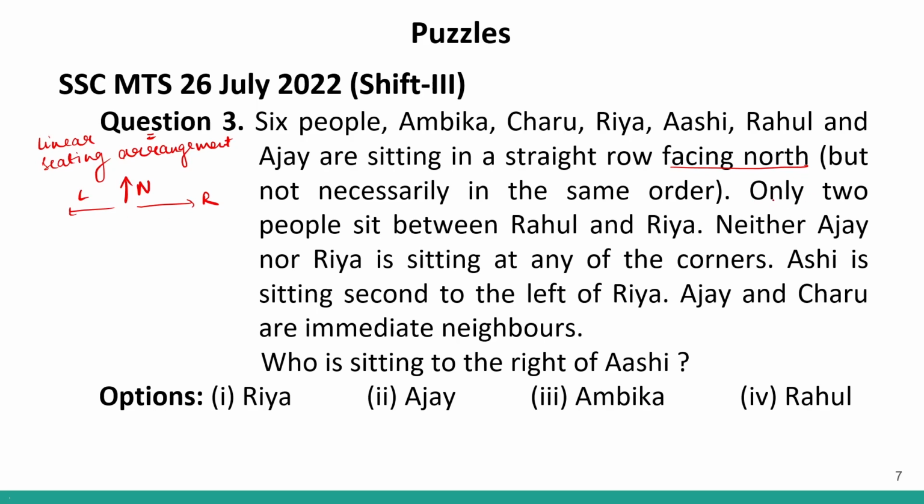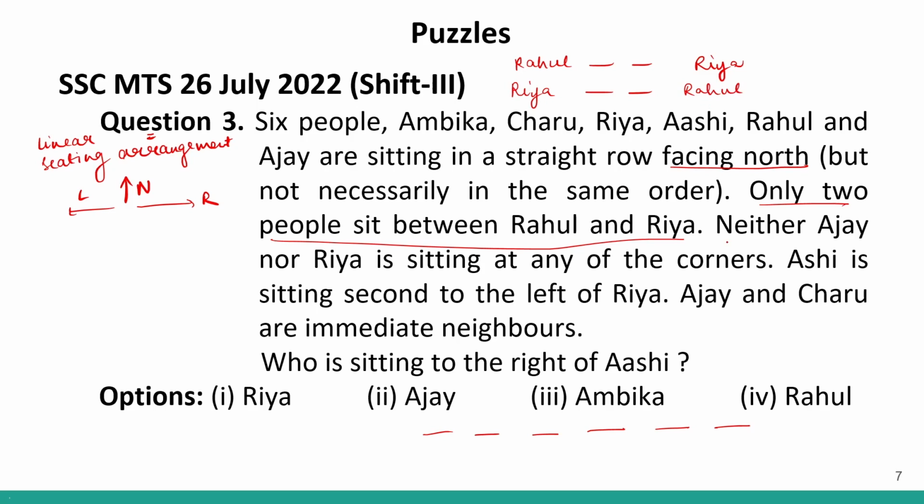Now, it is given to us that only 2 people sit between Rahul and Riya. So let's say there are 6 people, 1, 2, 3, 4, 5, 6. It is given to us that 2 people sit between Rahul and Riya. So it could be like this, correct? Or it could also be like this. Correct? Now, neither Ajay nor Riya is sitting at any of the corners. So we will not have Ajay and we will not have Riya at either end.